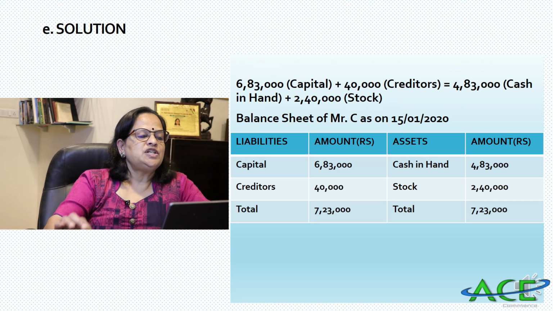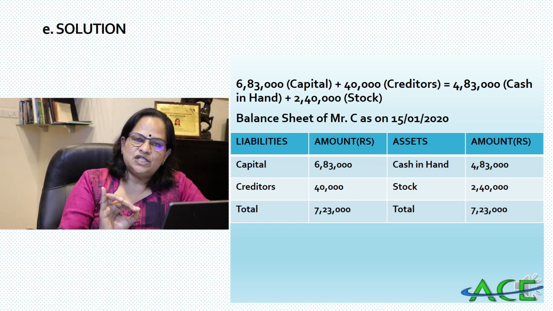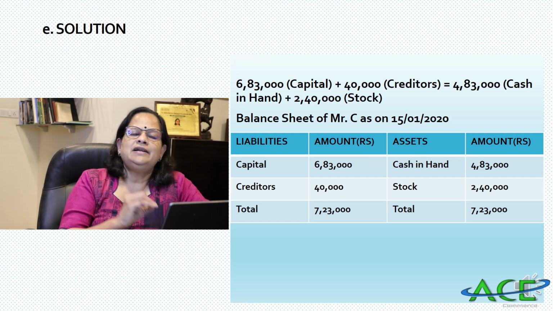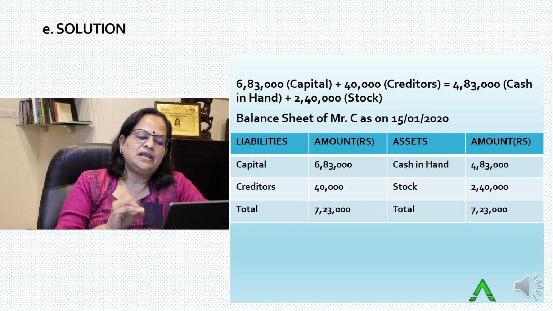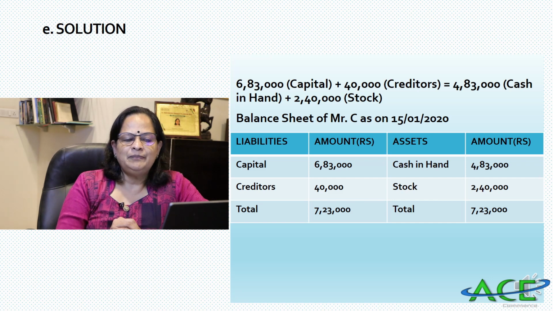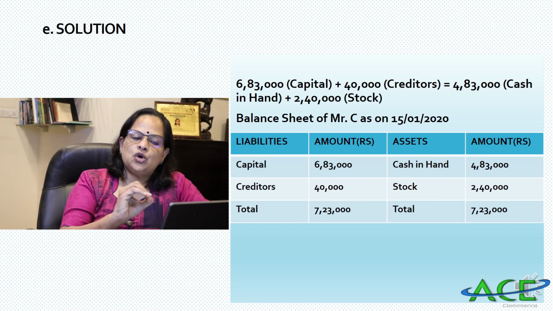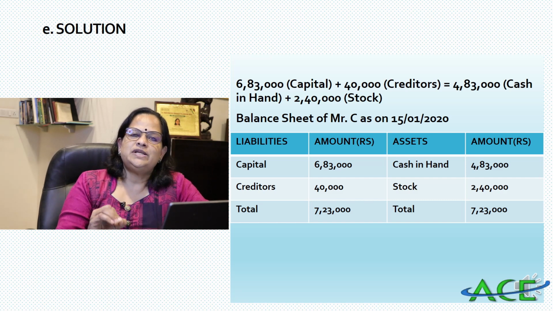Now the next transaction is paid to creditors. Paid to creditors value is 1 lakh. So creditors value on the liability side will reduce by 1 lakh and cash in hand will reduce by 1 lakh. So there is a change in the liability side and there is a change in the asset side. So capital 6,83,000 and creditors 40,000. So total is 7,23,000 liability side. Asset side, cash in hand 4,83,000 because cash balance will reduce, and stock value will remain as it is 2,40,000. So total will be 7,23,000.